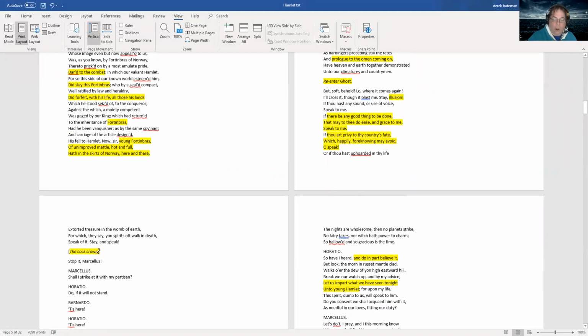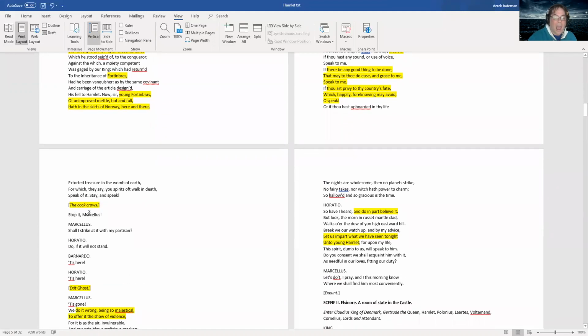The rooster crows at the break of dawn. Okay, it's important because this speaks to the understanding of the supernatural, the spiritual, the ghost world.